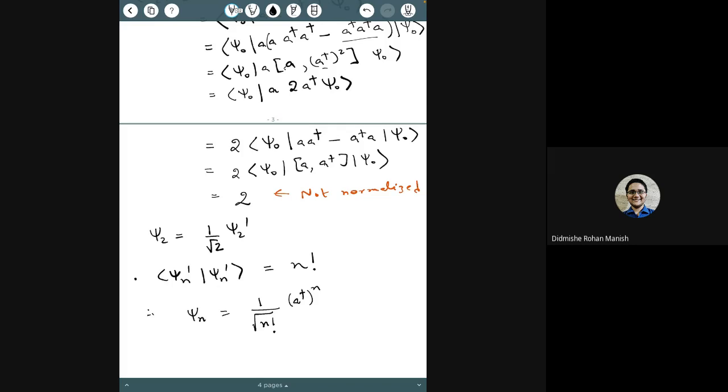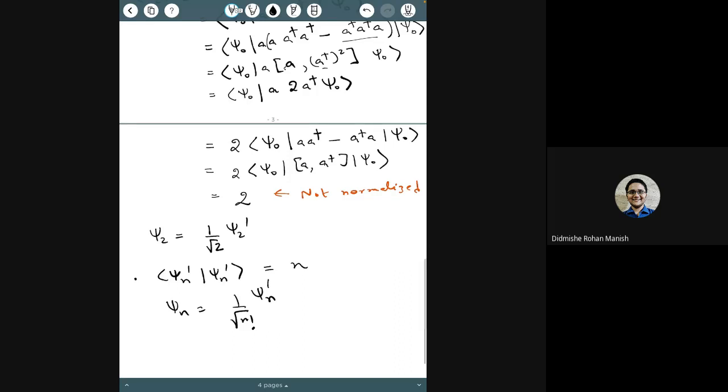Oh, sorry, I'm very sorry. Shouldn't have written it like this. This will still be n. Okay, so psi n will be normalized by 1 by root of n factorial psi n prime.